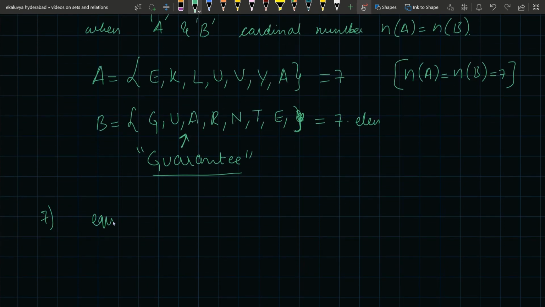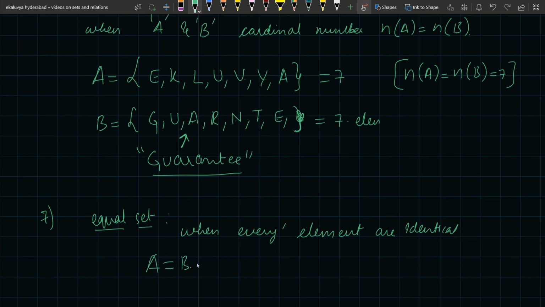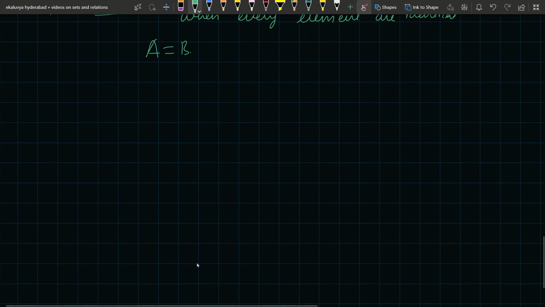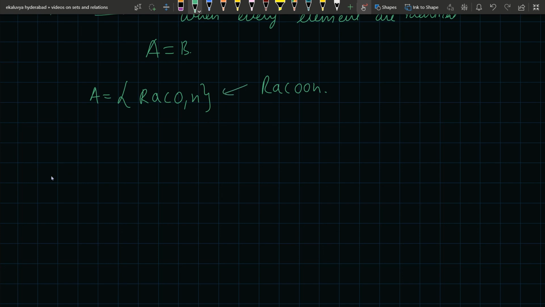Then we have equal set. Okay. Equal set means very simple. When each and every element of the set is identical in both sets, then we say set A is equal to set B. Let's understand with one example. Take for example, set A contains the word raccoon. Raccoon spelling is R-A-C-O-O-N, and the set formed by it is R, A, C, O, N.